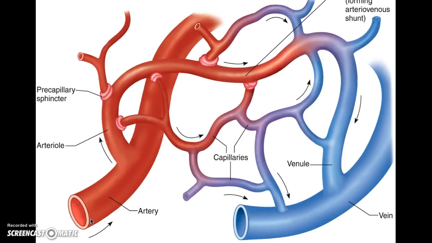This is a diagram that shows the major blood vessels and the relative sizes when compared to each other.